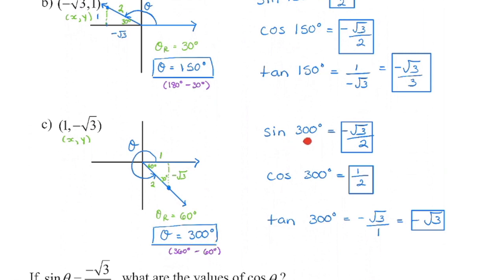The sine of that 300 degrees, again using that reference angle, is the opposite side divided by the hypotenuse. The cosine is the adjacent side divided by the hypotenuse, that 1/2. The tangent is the opposite side divided by the adjacent side. And again, it's okay if I have a square root in the numerator. I can just leave that. I don't need to write the 1 in the denominator.